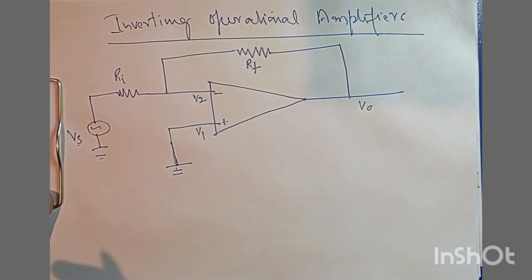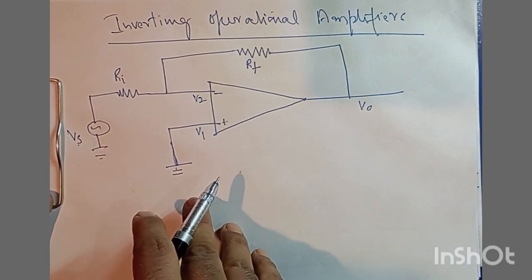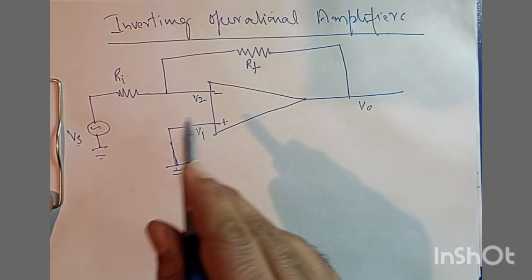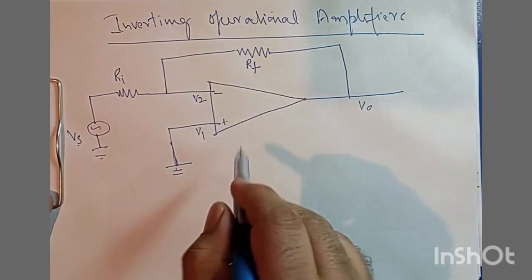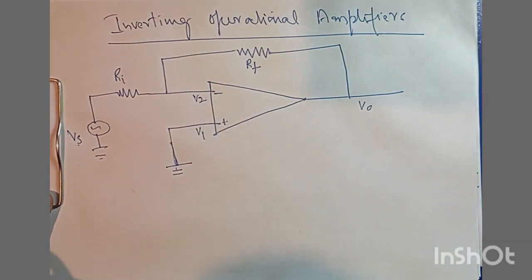Now what is important here is that it is an inverting operational amplifier. That means the signal that we are subjecting to this operational amplifier will be out of phase by 180 degrees at the output. So the feedback that we are using here is negative feedback. We are making use of negative feedback in this circuit. Now, if that's the case, let us start somewhere.